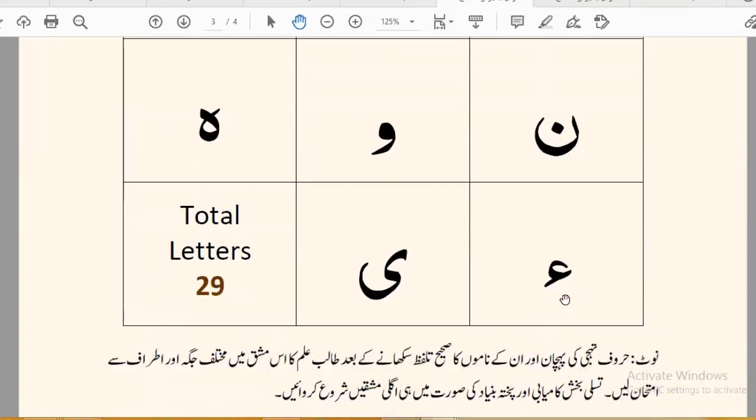Let's try the next one. This is hamza. Hamza. Good, well done. And then ya. Ya. Excellent, well done, really nicely read. So the total number of letters in the Arabic alphabet is 29, and those are the letters that we find in the Holy Quran. So there's 29 that we've just gone through.